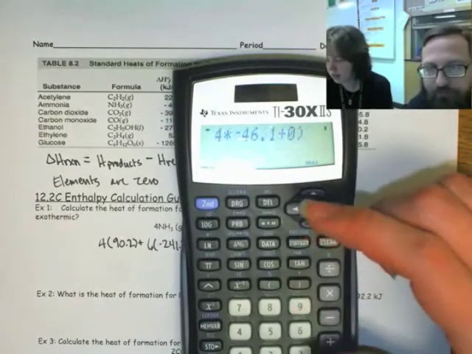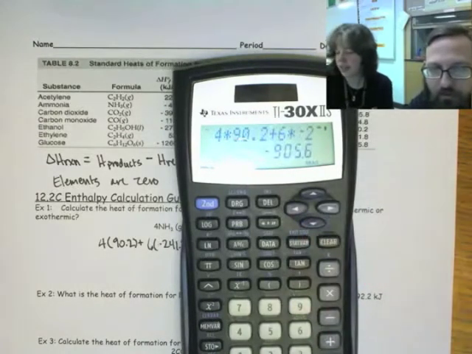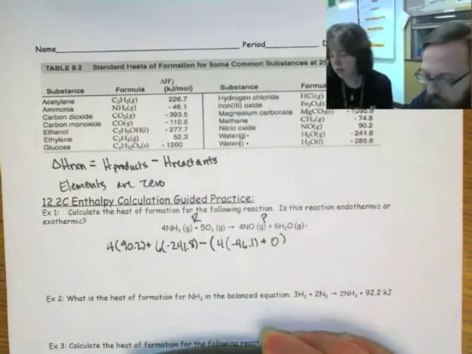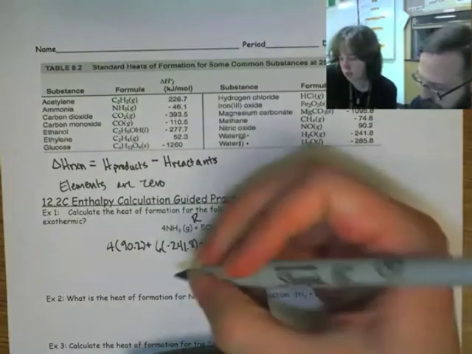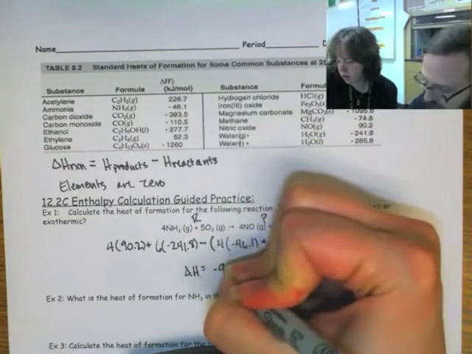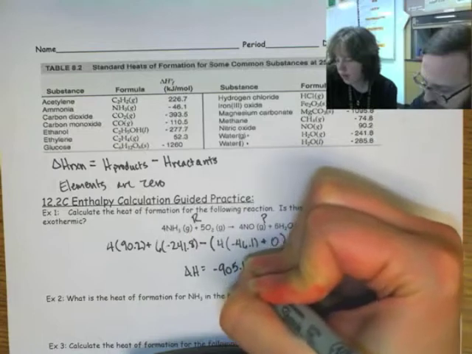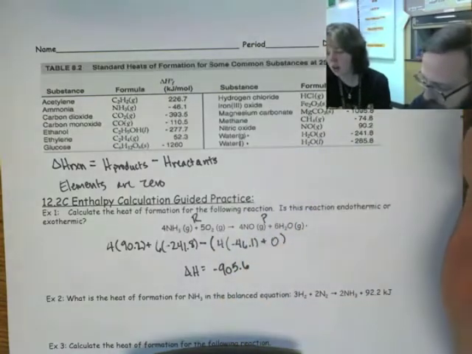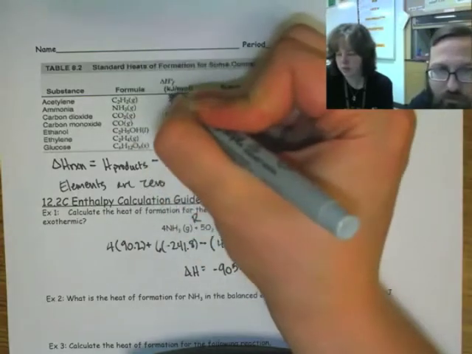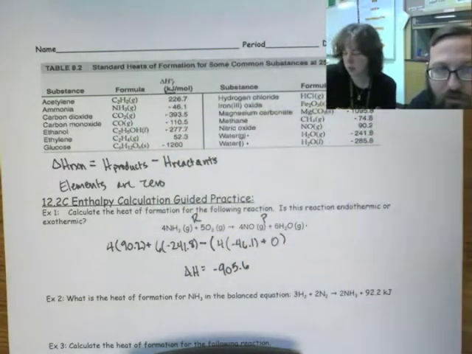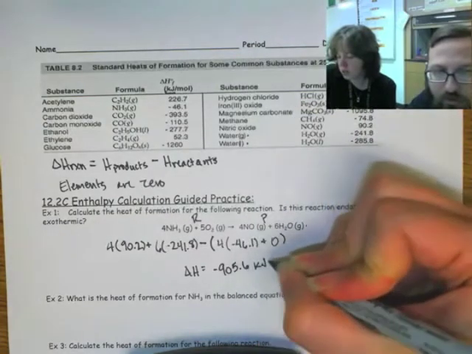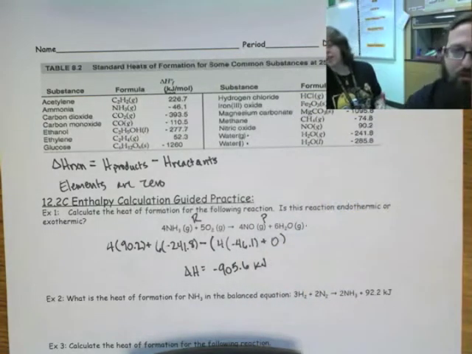All right, enter. So that gives the heat of formation, or heat of reaction, of negative 905.6. So that is going to be our answer. And then our units are going to be whatever it said in our table. In this case, it's going to be kilojoules. See, kilojoules on our table. And it typically will be. So negative 905.6 kilojoules.